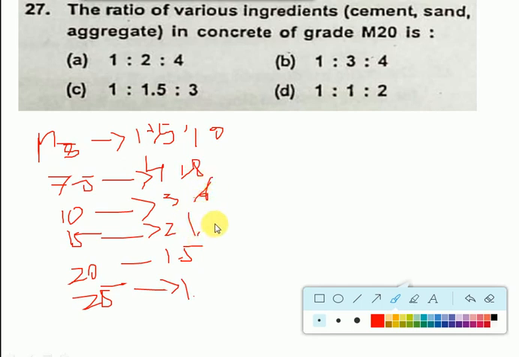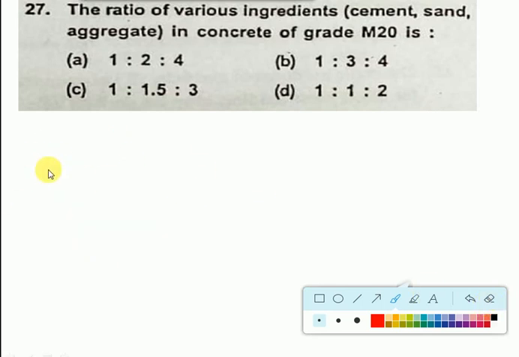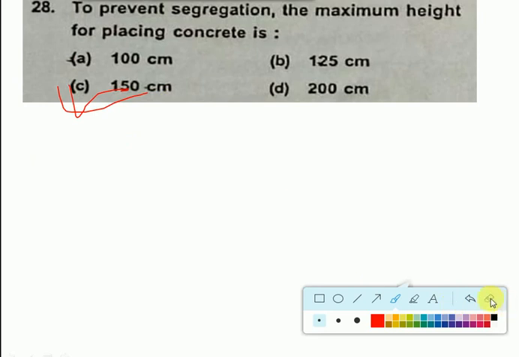Sorry, I can't write because the pen cursor is not moving correctly. If you want to see this trick, please go to my RCC class. In the first class I have already explained how to remember these tricks. Okay, so the answer for this question is C, 1 : 1.5 : 3. Next question.